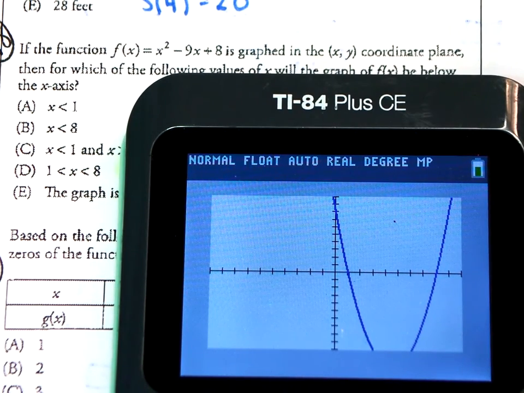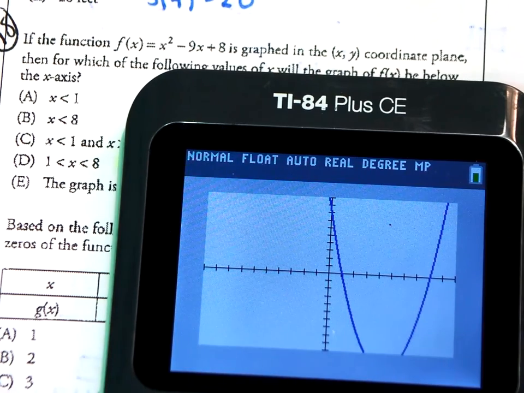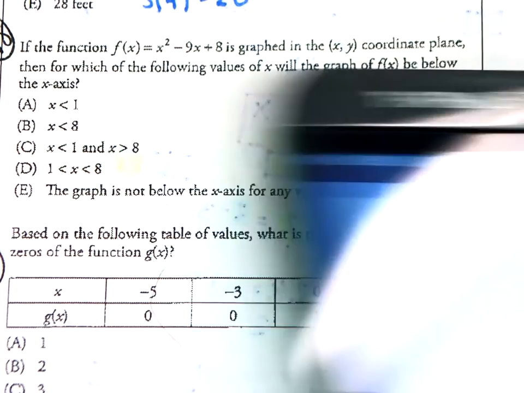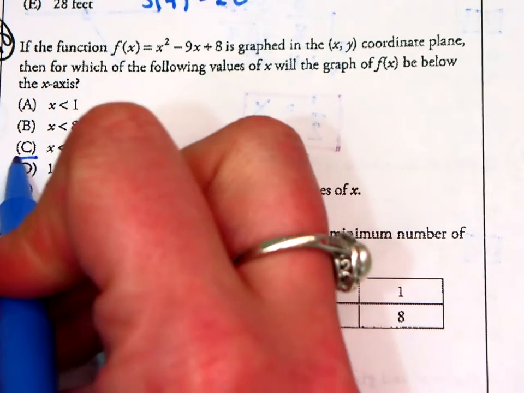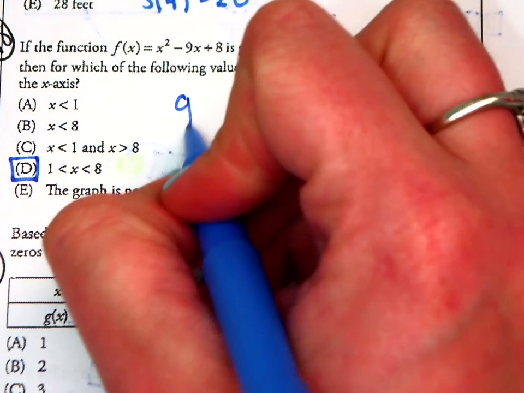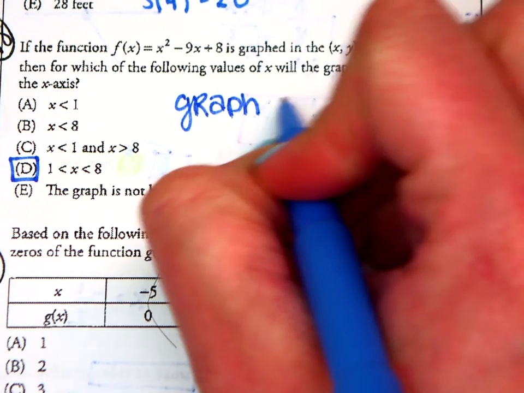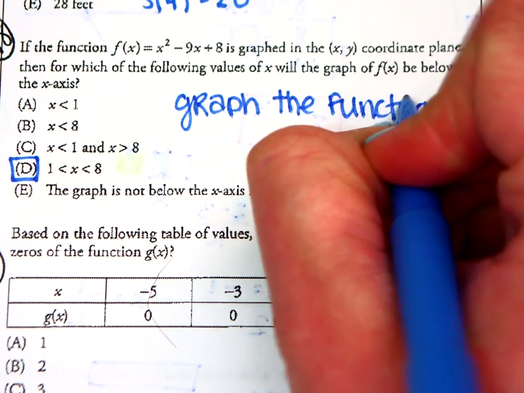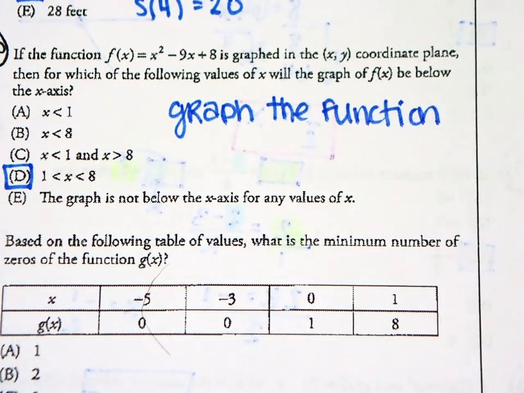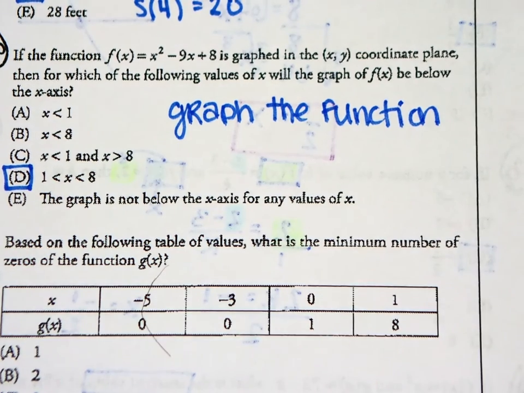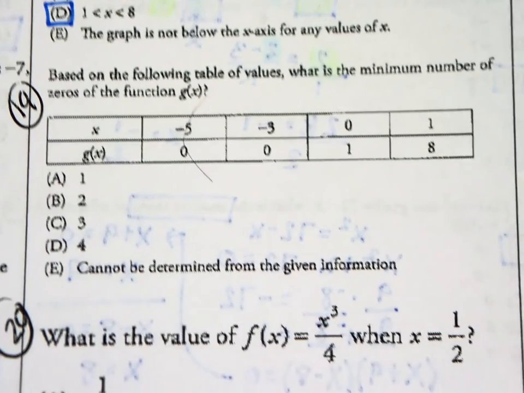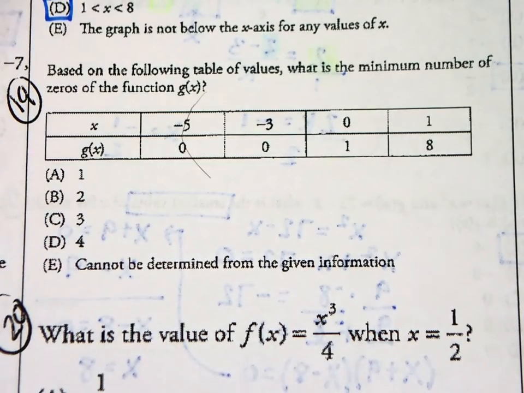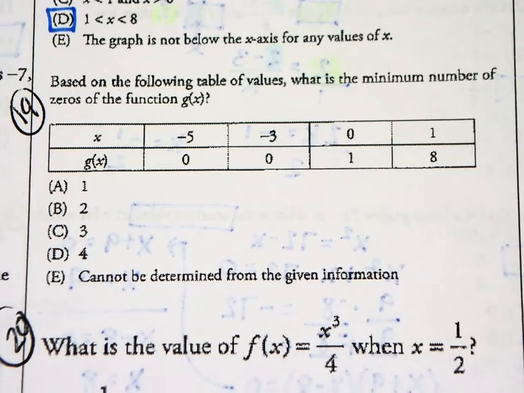So our x values, anything between 1 and 8, will graph below the axis, which is option D. So in this problem, I would graph the function. That is the best way to do this problem, is to graph it. No need to waste your time factoring, just graph it. Number 19, based on the following table, what is the minimum number of zeros?